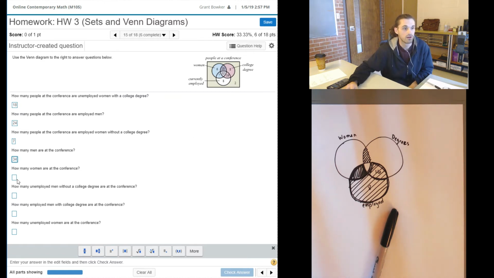How many women are at the conference? Well, how many women are at the conference would be all the numbers inside of the woman's set. That would be 6 plus 18 plus 12 plus 7. 18 and 12, 20, 30. 30 plus 6 and 7, 43.